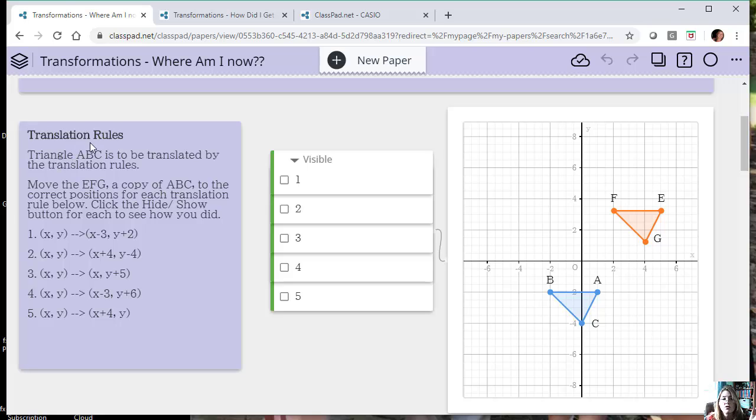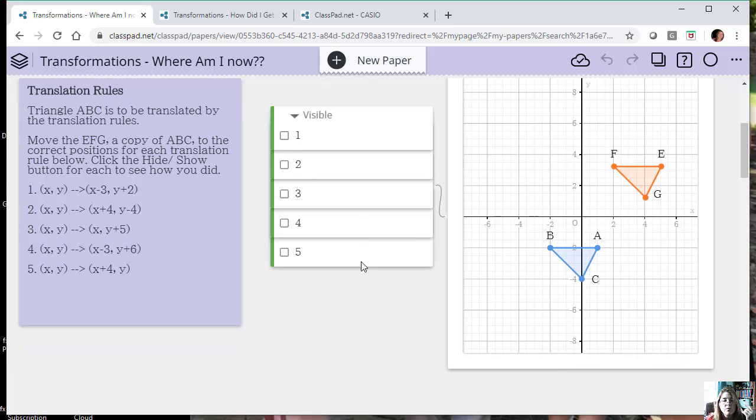This is translations by rules, and they have a pre-image and an image, and they're told that this has been translated, and they have to figure out the rules. They've got some rules, and they've got to figure out the coordinates, moving this shape to those coordinates based on the rule, and then they can click on the hide show buttons to check their answers. Different things like that.